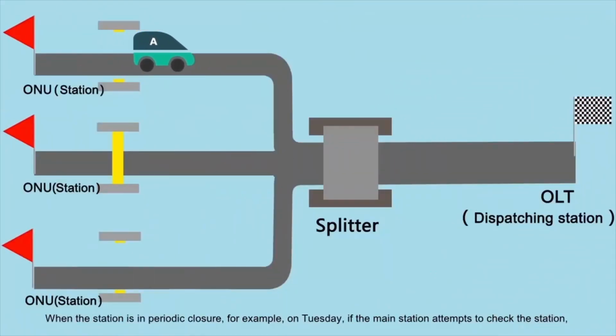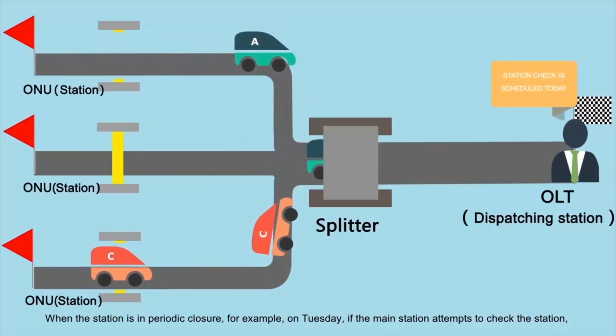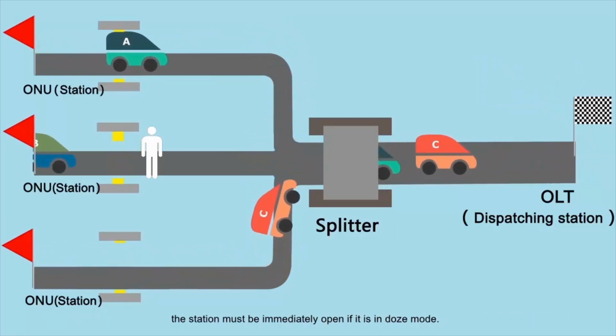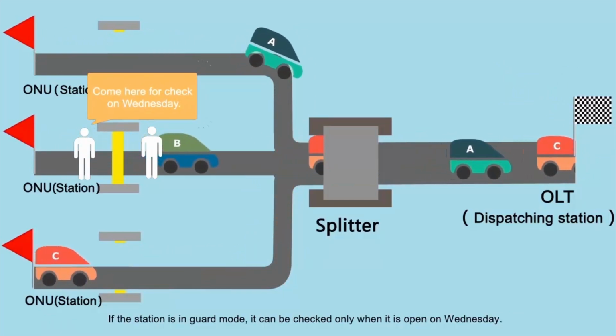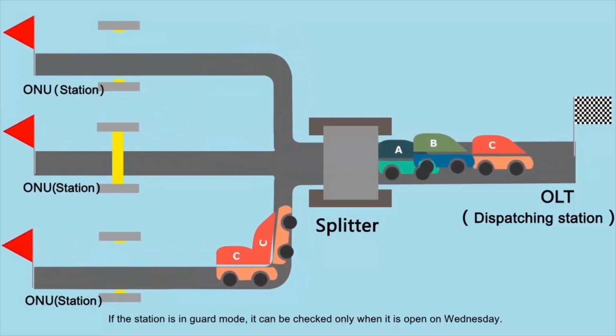When the station is in periodic closure, for example on Tuesday, if the main station attempts to check the station, the station must be immediately open if it is in doze mode. If the station is in guard mode, it can be checked only when it is open on Wednesday.